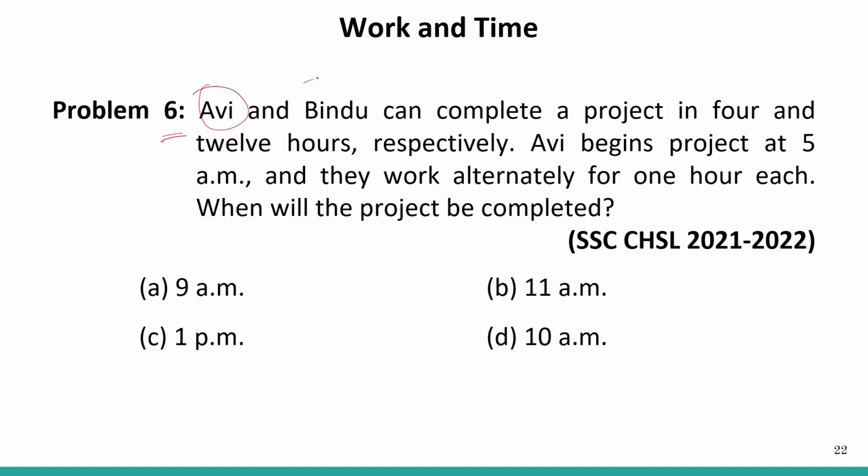So Avi and Bindu can complete a project in 4 and 12 hours respectively. So Avi's work rate is equal to 1 by 4, and Bindu's work rate is equal to 1 by 12. Okay, this is what is given to us respectively. So Avi begins the project at 5 a.m. Then they work alternately for 1 hour each. So when will the project be completed?